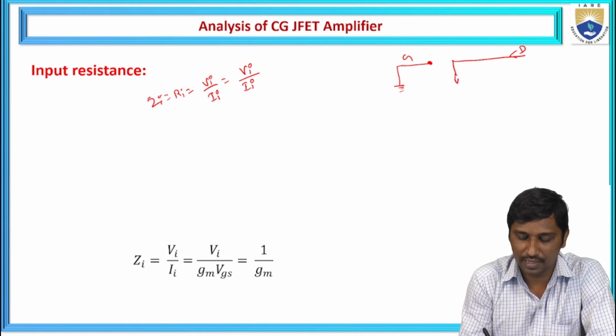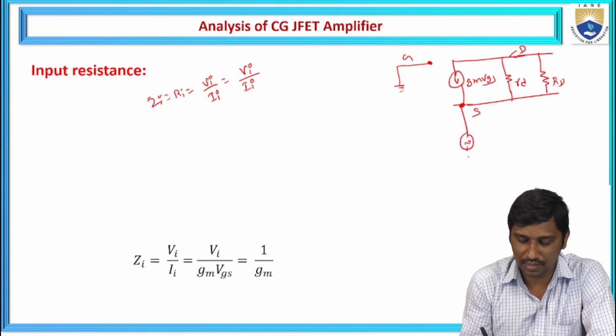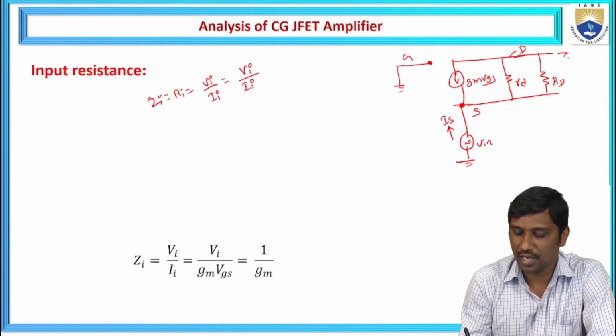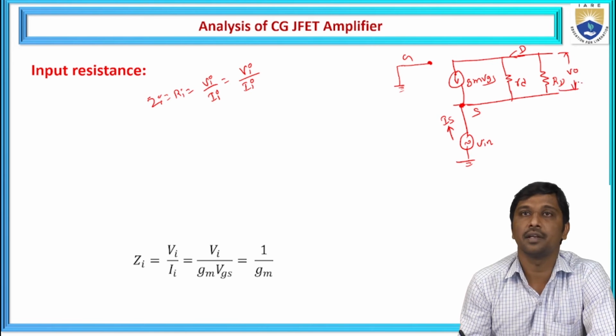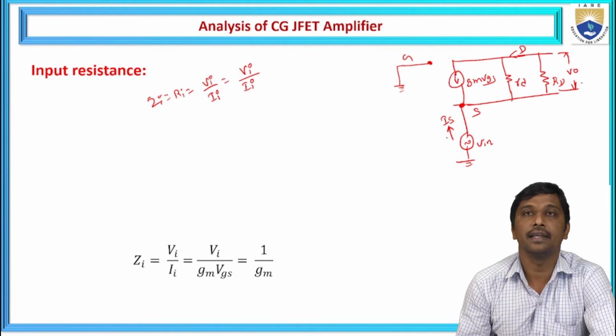We have the current source representation gm times VGS. One more is small rd, and this is the external resistance, capital RD. Let's take this as the source. The source is connected to Vin, and here this is Is. So now here I am going to observe the V0. From this case, what is the Is?